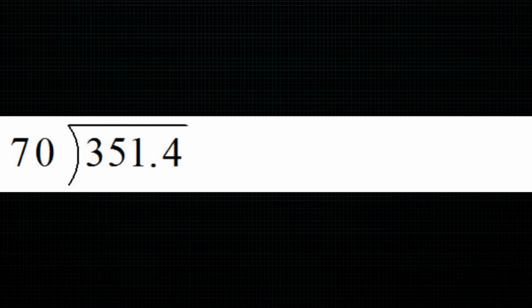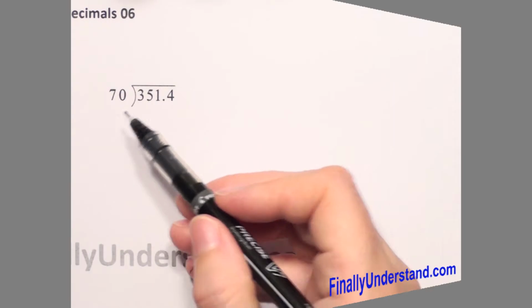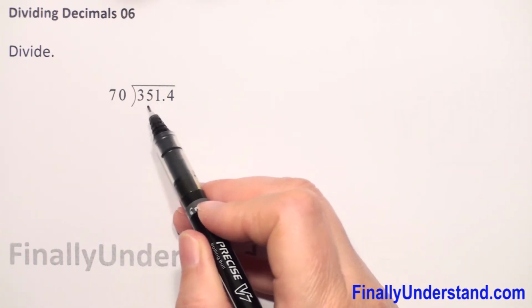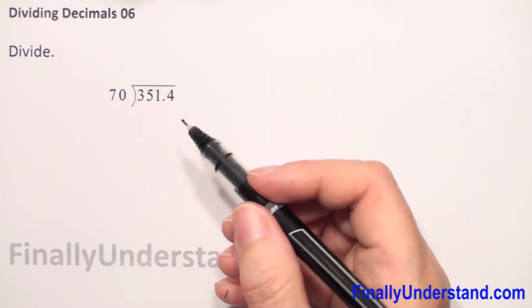We have long division. Our divisor is a whole number, so everything is okay. The divisor must always be a whole number, and the dividend is a decimal number. So we can do long division.